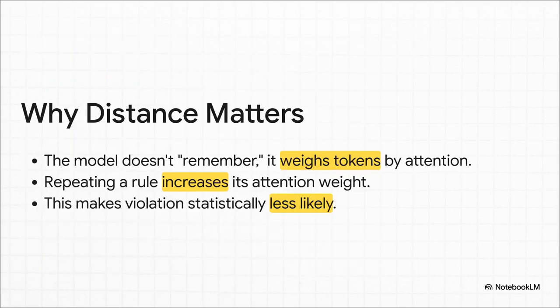So, if it doesn't know the future, how does it follow rules? Well, it doesn't remember them like we do. Instead, it pays attention to all the words in the prompt, and words that are closer get more attention. By repeating your rule, you're basically putting a copy right next to the point of creation, which makes it statistically way harder for the model to ignore it.